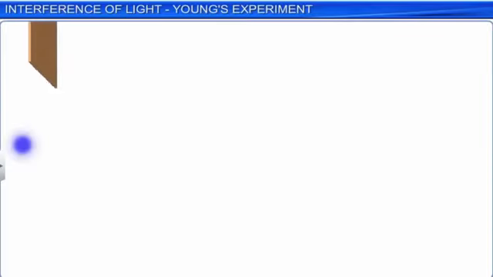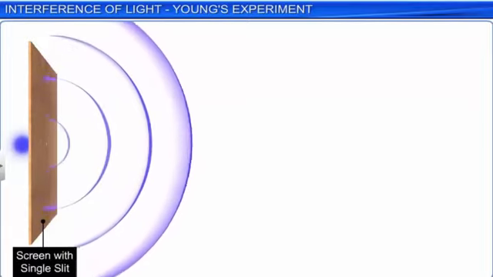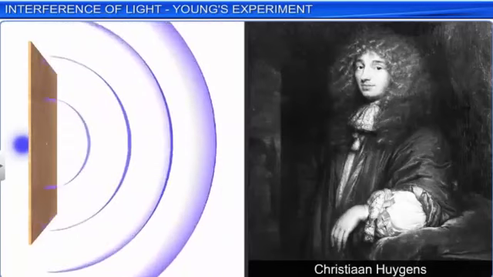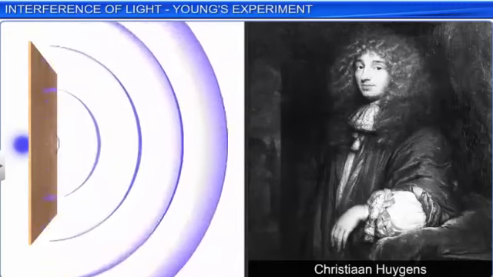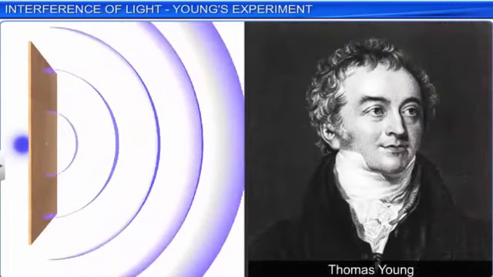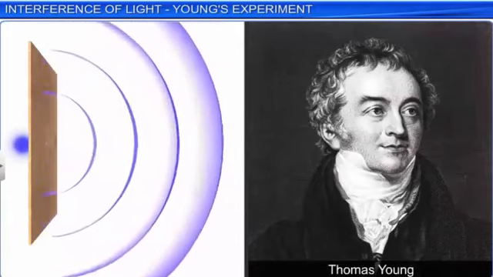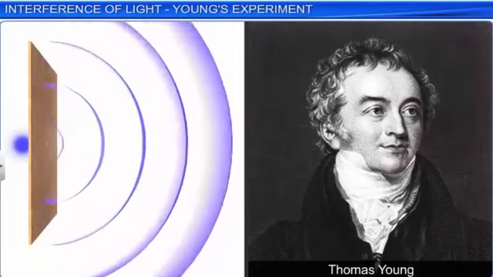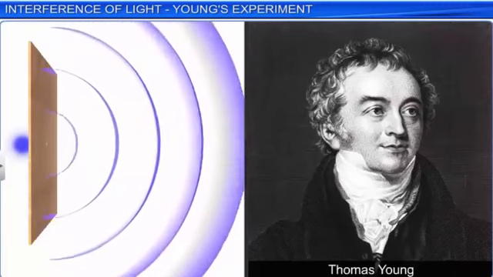If light has wave nature, it must exhibit the phenomenon of interference. When Huygens proposed the wave theory of light in 1678, there was no experimental proof for the interference of light. Subsequently, in 1801, Thomas Young demonstrated experimentally that light exhibits the phenomenon of interference. Let's study Young's double-slit experiment.